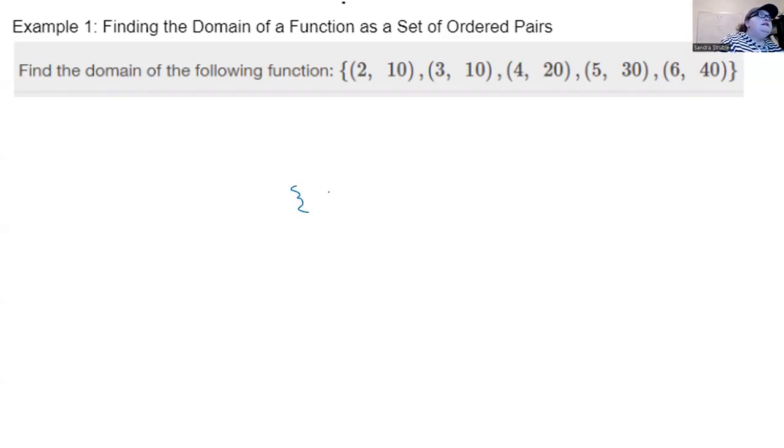So we're going to create a set, and that set's going to include in the X value 2, the 10 is in the Y value. So we'll come over here to 3, 4, 5, and 6, and then finish off the set. That's it for that one.